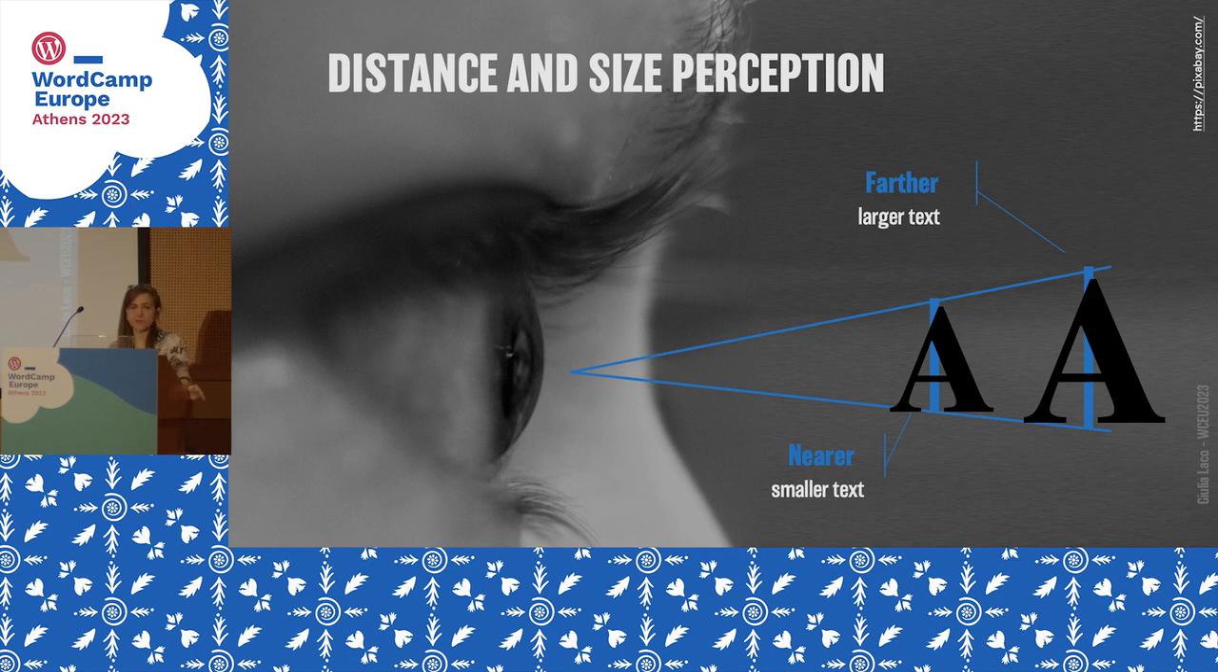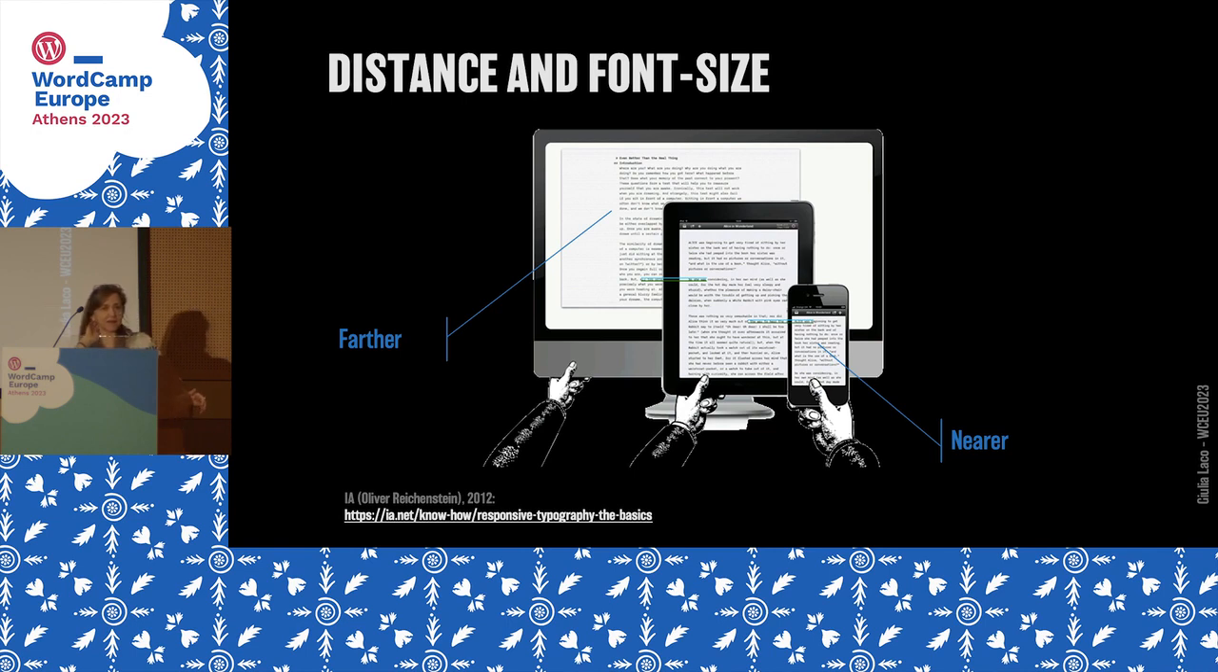So you have this perception of the same dimensions. And there's this famous picture by Oliver Reichenstein, from 2012, which is a sort of introduction to responsive web typography. At the beginning, I thought we used to make a font smaller on a smartphone because of the smaller screen. But it's not a question of the screen, it's a question of reading distance. If you have something near, you have a different angle, so you need a smaller font.